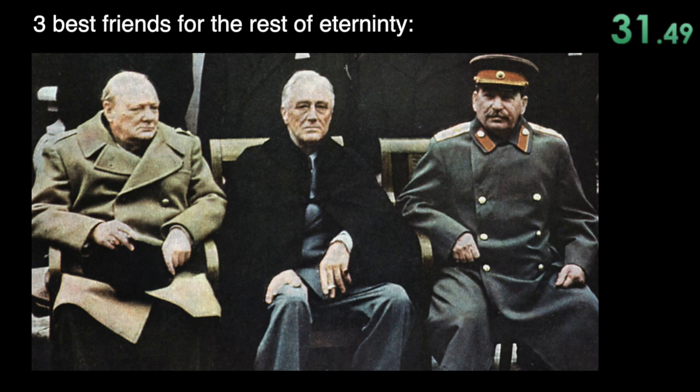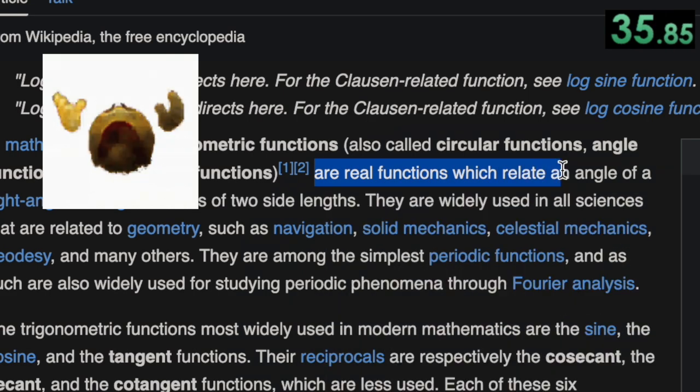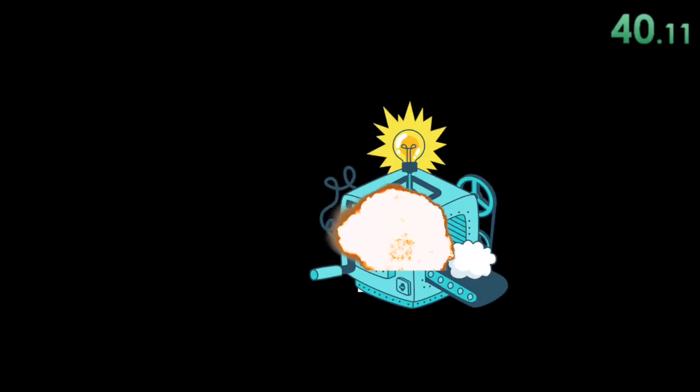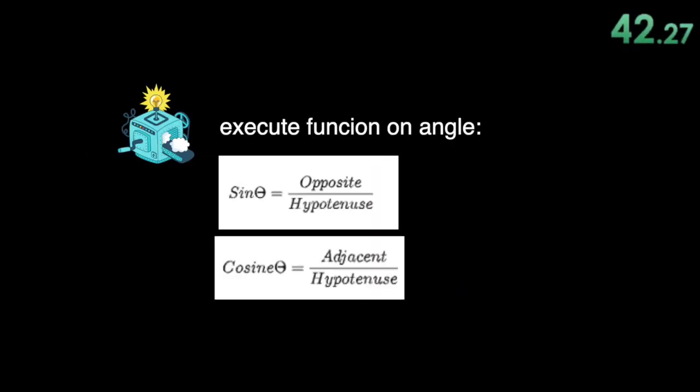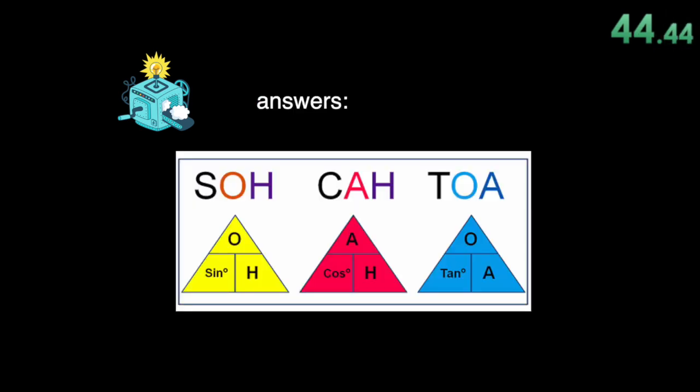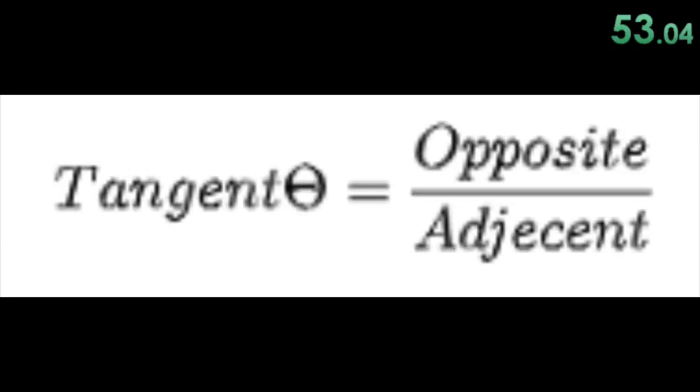Speaking of trig functions, we now get into your three best friends for the rest of eternity: sine, cosine, and tangent. According to Wikipedia, they are real functions which relate an angle of a right triangle to ratios of two side lengths. But in other terms, it is when you throw any angle into a machine, set the machine to mode sine, cosine, or tangent, and the machine tells you that sine, cosine, or tangent of said angle equals what side over what side. Specifically, sine equals opposite over hypotenuse, cosine equals adjacent over hypotenuse, and tangent equals opposite over adjacent.